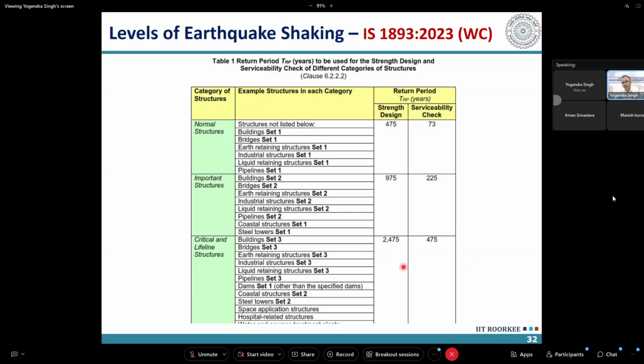Although this is still a proposal from BIS, it is yet to be adopted by RDSO and IRC. So I'm not sure how they are going to react to it and whether they will accept this or come out with some other return periods. But what this draft code in wide circulation is suggesting is that very important bridges should be designed for 2475 or 2500 years return period or MCE, and serviceable for DBE. Whereas important structures will be designed for 975 years. And normal structures will continue to be designed in the same manner for DBE and checked for SE, the 73 years or 75 years return period earthquake. So this is a proposal in the code under revision.